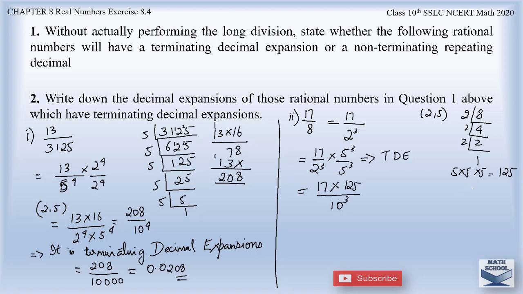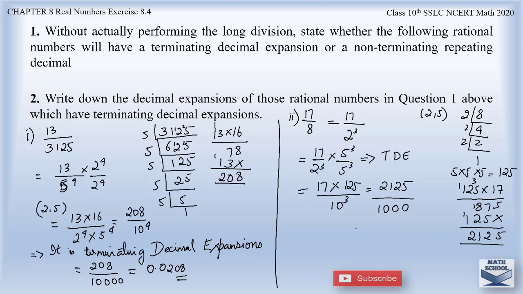So let us multiply 125 into 17 and find out the result. 5 sevens are 35, 7 twos are 14, 15, 16, 17, carry 1, 7 ones are 7, 8. Then 1 into 5 is 5, 1 into 2 is 2, 1 into 1 is 1. So 5, this is 12, carry 1, 8, 9, 10, 11, carry 1, 2. So it is 2125. This is 2125 divided by 10 cube, which is 1000.